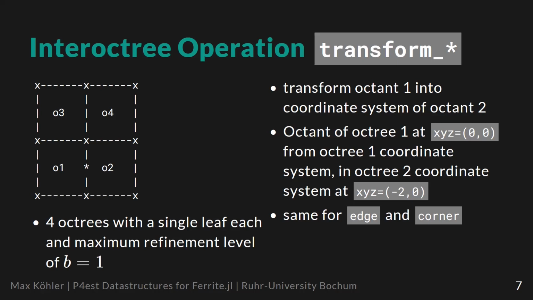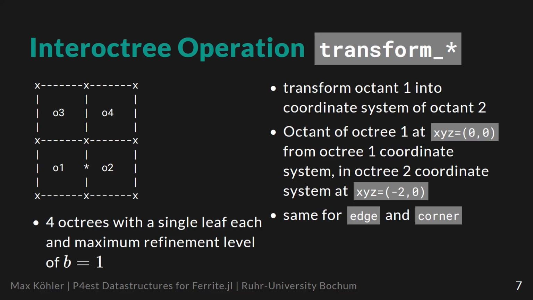So 4 octrees with a single leaf each and the maximum refinement level of B equals 1. So what could happen to this finite element grid basically is that all of them are refining here like this once again, and then you would have the maximum refinement reached in this forest at the top level. Okay, and now for showing you how the inter-octree operation works, I query, let me see. Yeah, so I want to know what is the XYZ coordinate of this octant here that lives in a different octree than this octant that sits here.